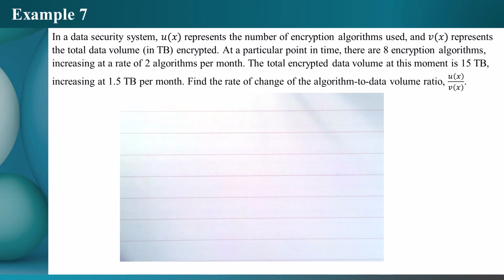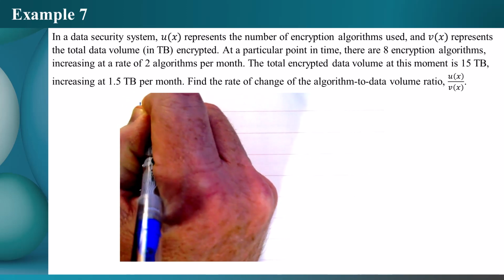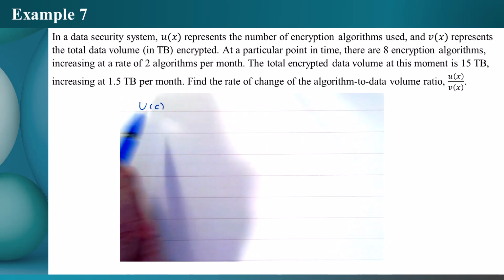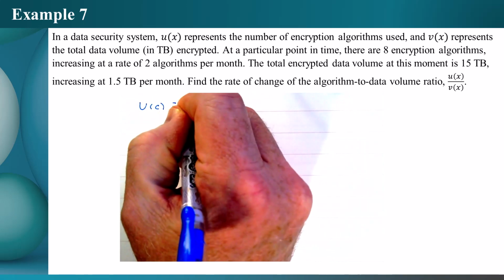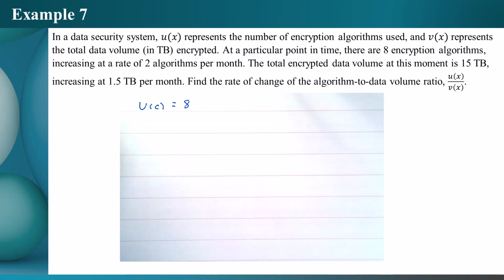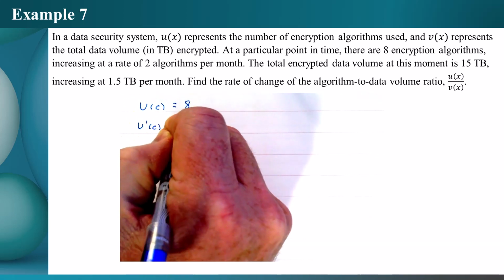Here we have a data security system, and U of x represents the number of encryption algorithms used. Now we're told here that at a particular point in time, there are 8 encryption algorithms, increasing at a rate of 2 algorithms per month. So I'm going to write down U of c. Now c here is just some number that just represents the moment at which this is happening. So U of c is equal to 8, and we know that at that moment it's increasing at a rate of 2 algorithms per month. So we know that U prime of c is equal to 2.